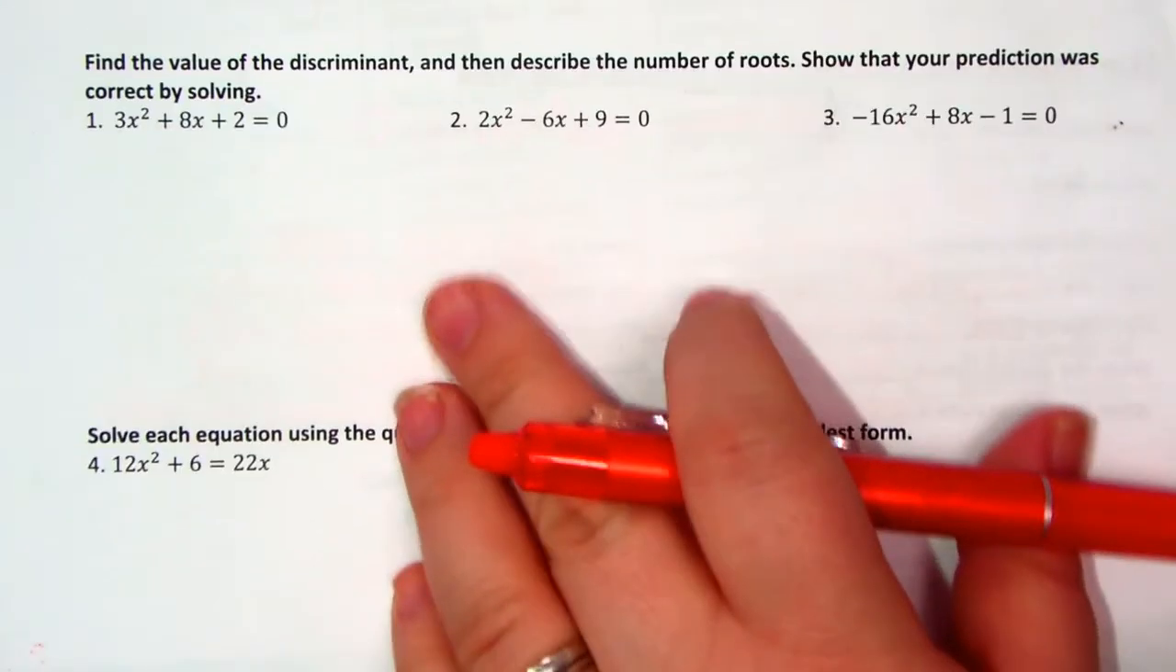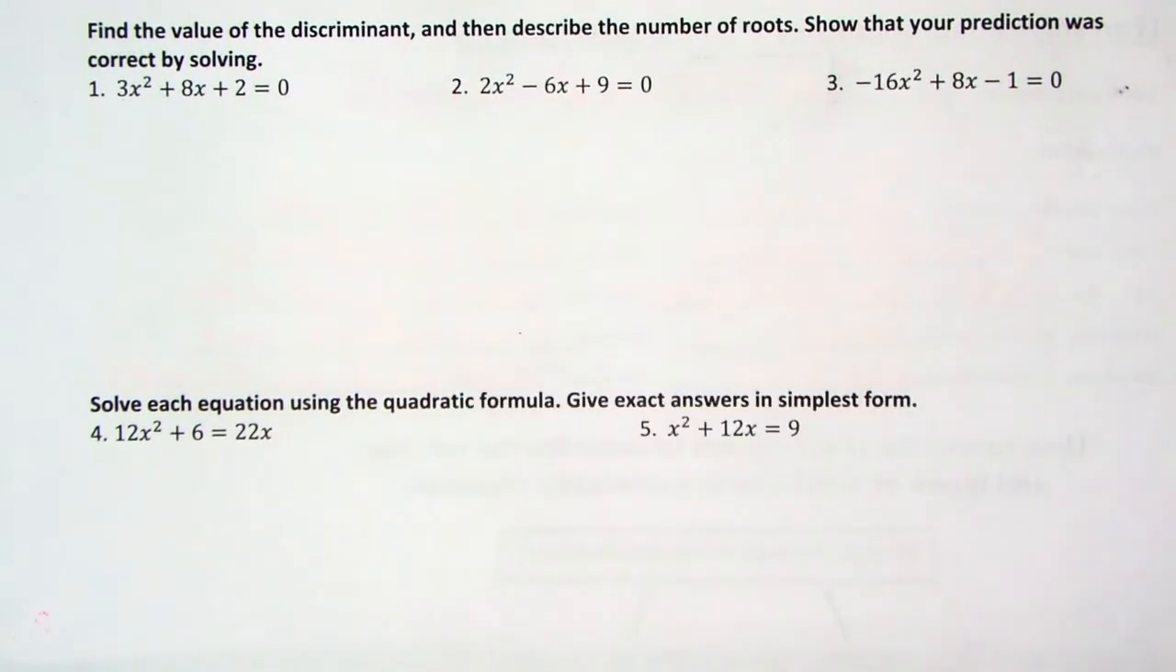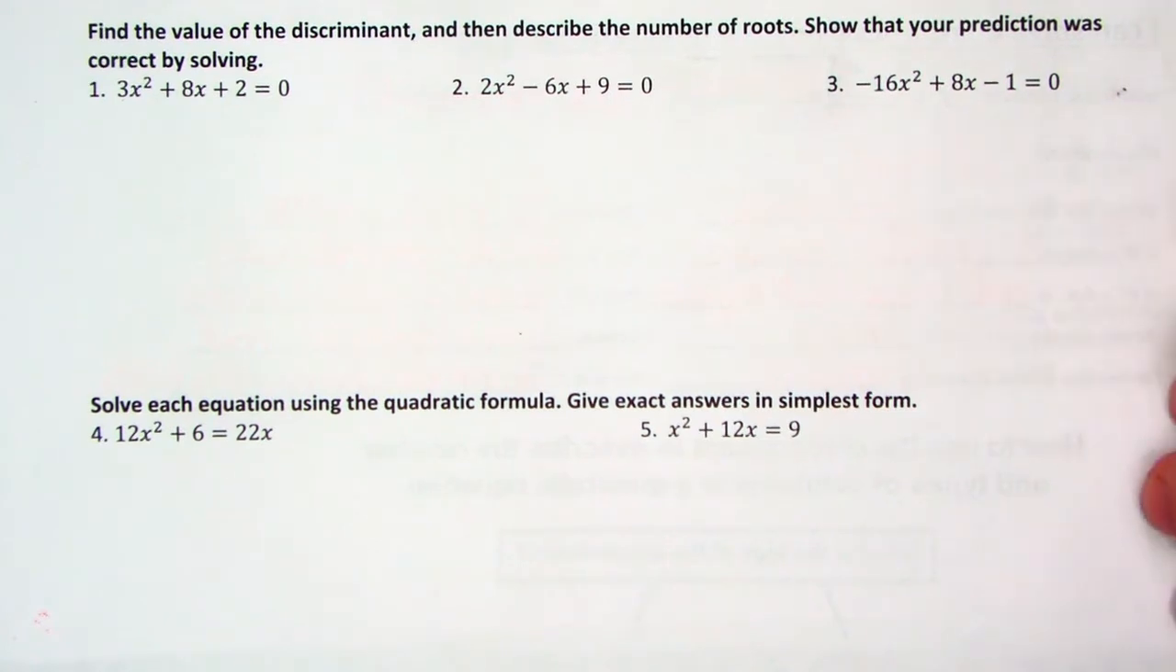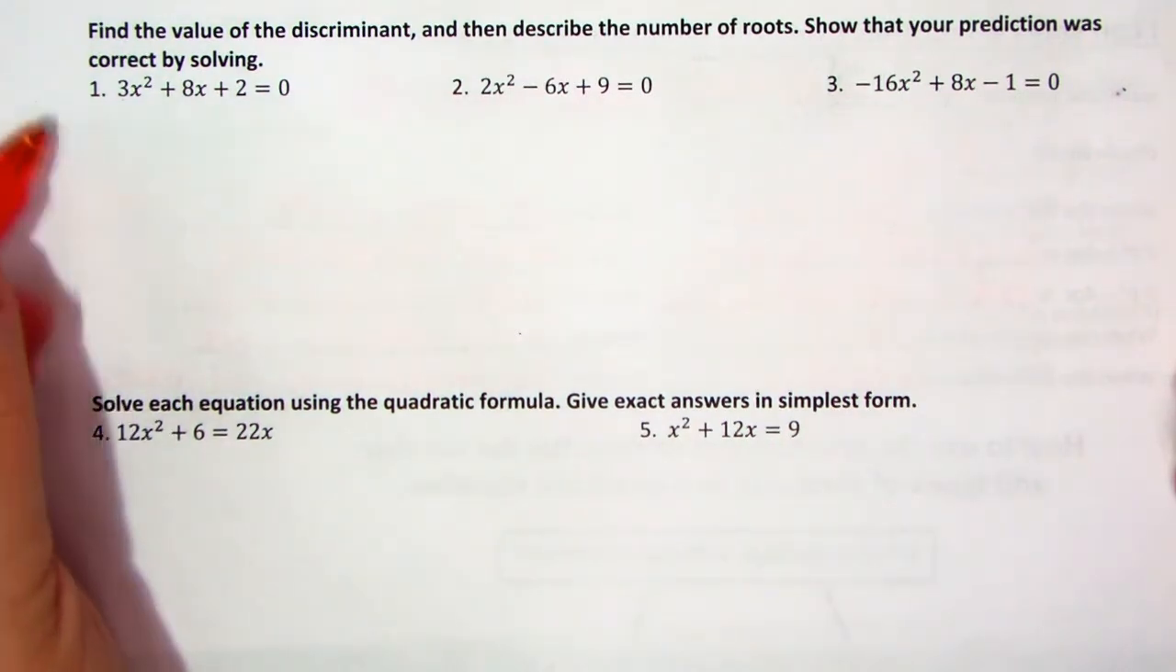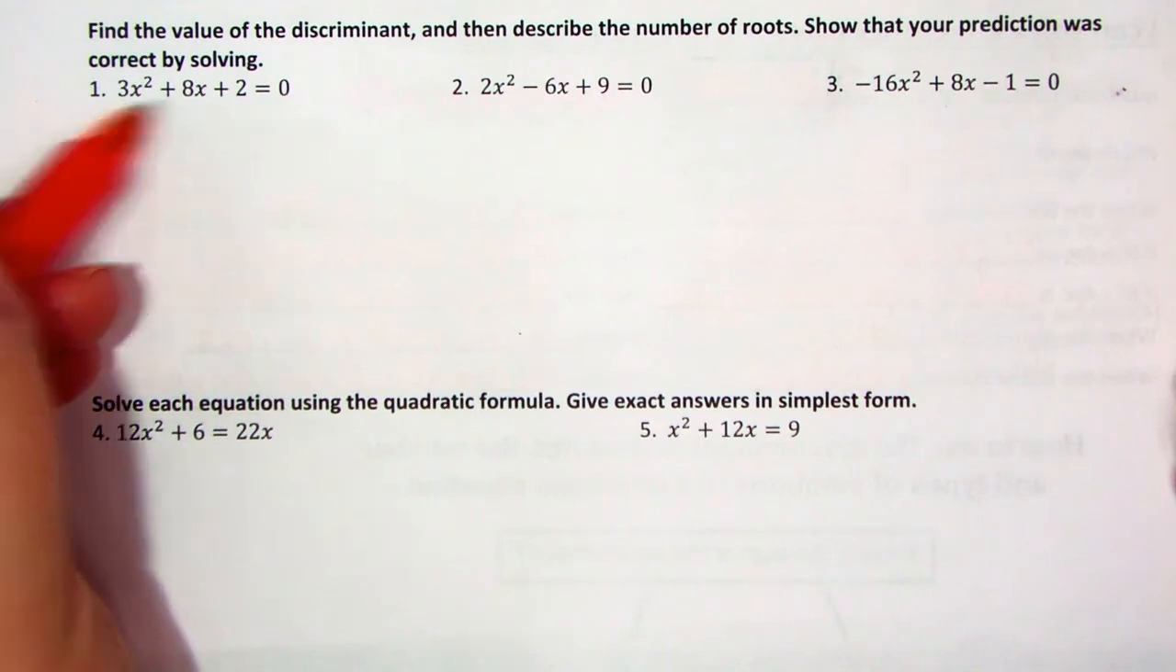Let's jump into some problems where we use the discriminant and where we actually use the quadratic formula to solve. The directions ask us to find the value of the discriminant and then describe the number of roots and show our prediction was correct by actually solving the problem all the way out. The first thing that we're going to do is check to make sure that everything equals 0, and it does.